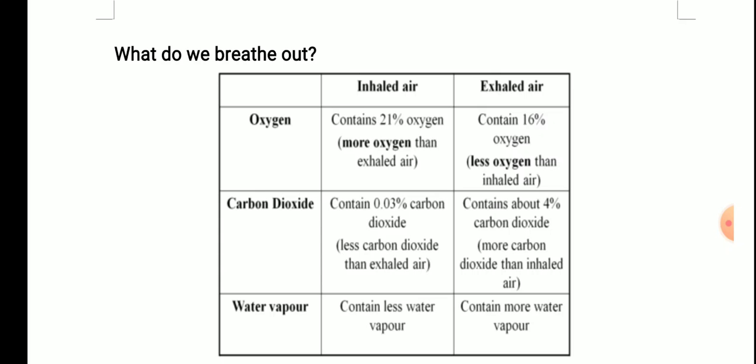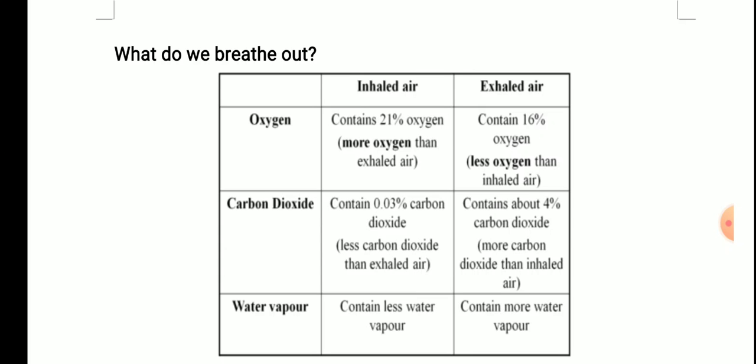When we inhale the air, it contains 21% oxygen. Why 21% oxygen? Because it is present in the environment at 21%. You might have studied that pie chart which shows the composition of gases in the environment. It shows that 21% is oxygen, nitrogen is the maximum, and carbon dioxide is 0.03%. So the inhaled air contains 21% oxygen, which is more oxygen than exhaled air, because exhaled air contains 16% oxygen. So definitely it is less oxygen than inhaled air.